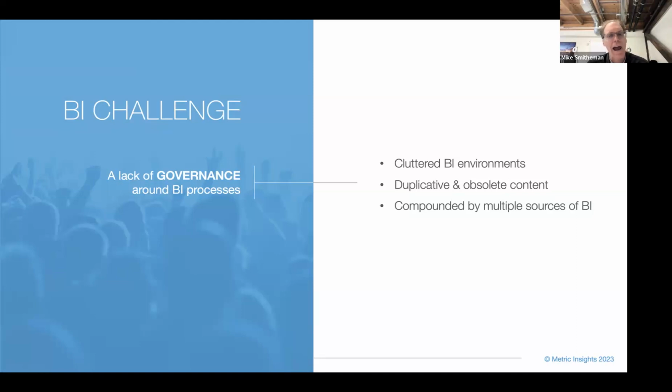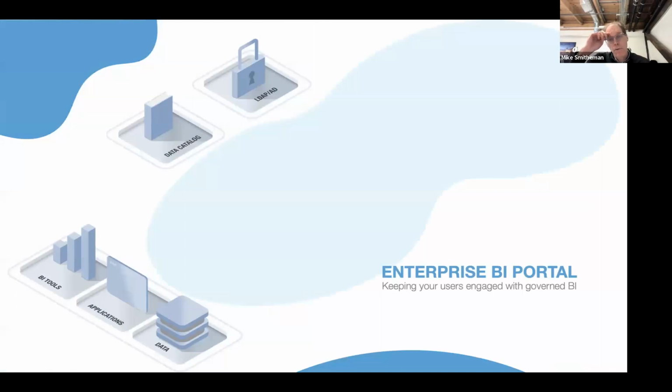Without a doubt, any organization of scale has multiple BI tools and multiple sources of BI, everything from visualization tools to data science tools to documents and spreadsheets to data sets and their underlying data stores. There's a wealth of places that I need to understand and go to if I really want to find the best asset to help me as a business user. That's what Metric Insights came to market to solve.